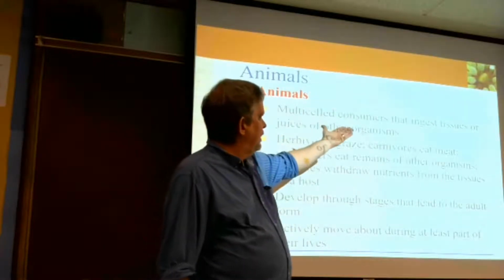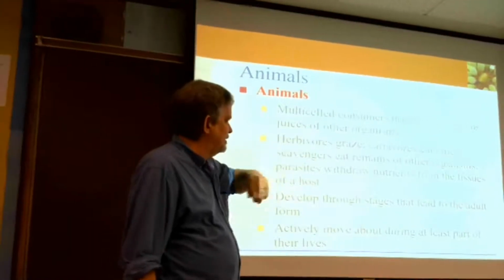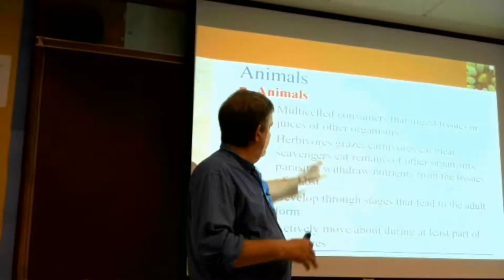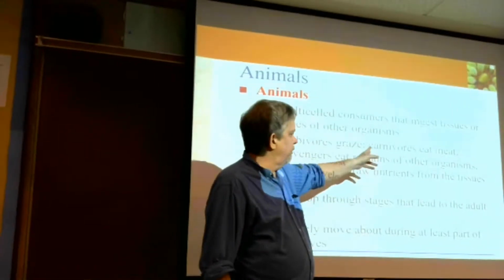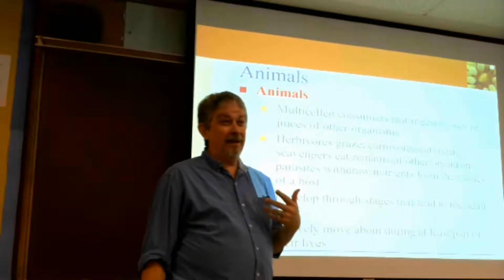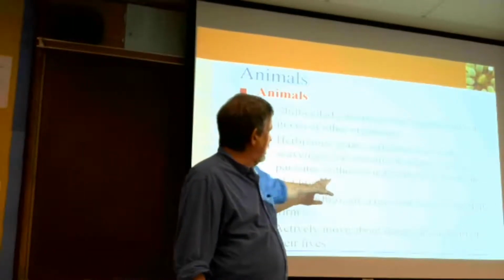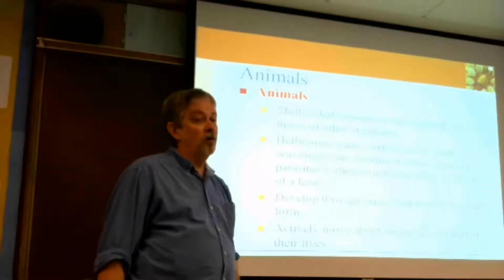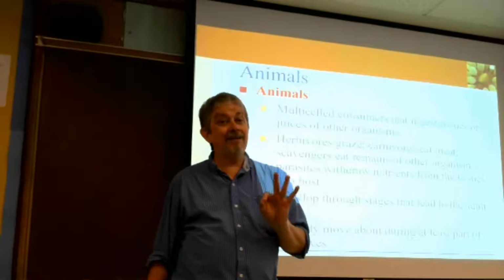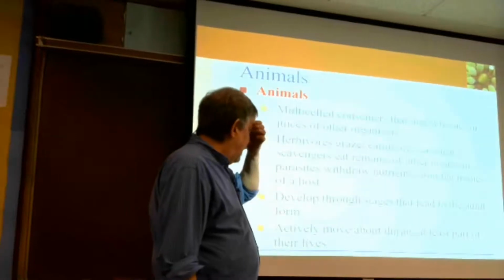Multi-cell consumers that ingest tissues or juices from other organisms. Herbivores graze. Carnivores eat. Graze means they eat the producer. So herbivores only eat plants. Carnivores only eat meat. Scavengers eat the remains of other organisms, like buzzards, vultures, crows can eat that. Parasites draw nutrients from the tissues of the host. When we get into the section about viruses, viruses act like parasites. They're not parasites, but they act similar.